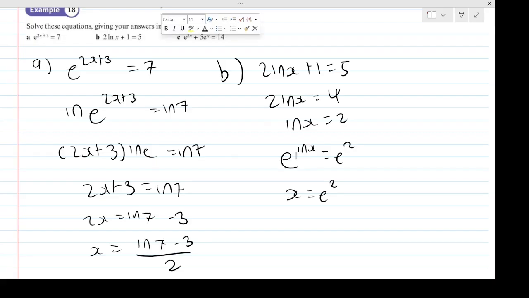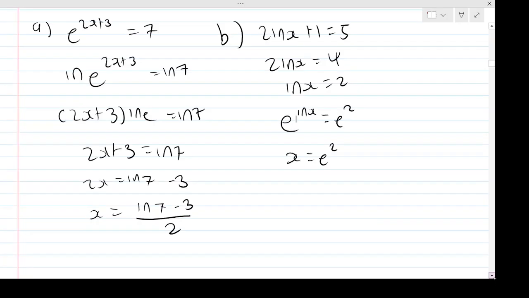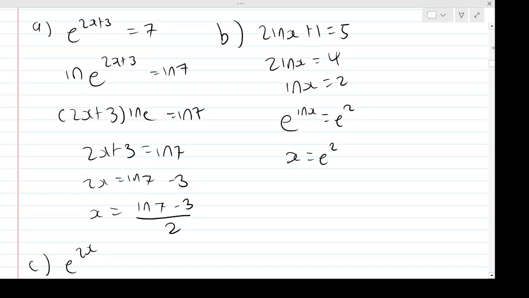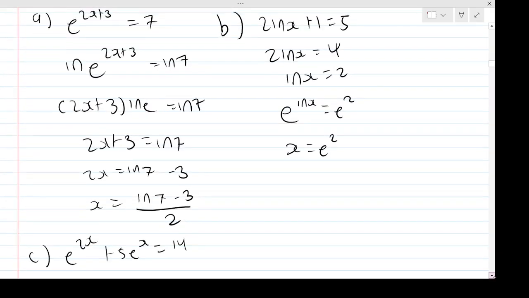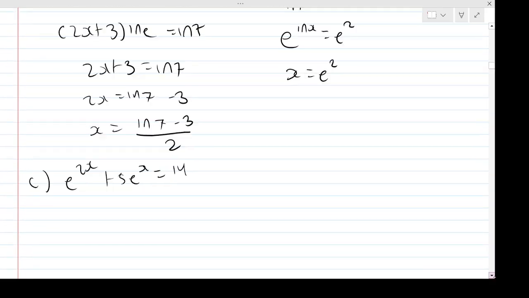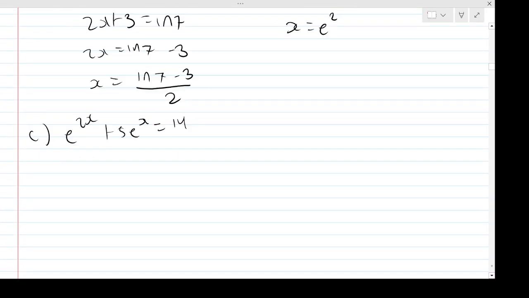And there we are. Part C, we have e to the 2x add 5e to the x is 14. Right, now this one's quite interesting. This is another disguised or hidden quadratic, which we looked at in quadratics, also last time actually as well. We looked at tackling hidden quadratics with exponentials. Here we've got e, and we could do the same thing here. If I move the 14 to the other side, e to the 2x add 5e to the x minus 14 equals 0. This is a quadratic equation.